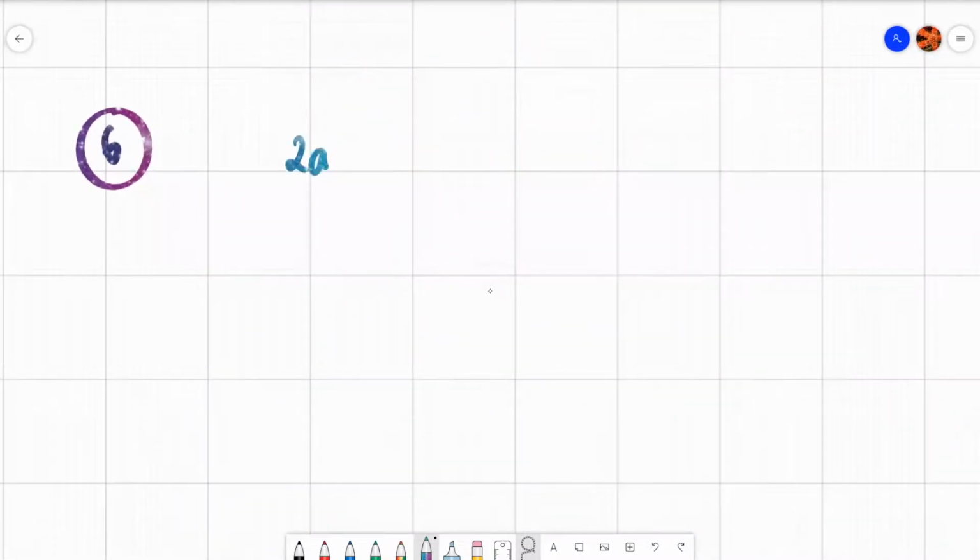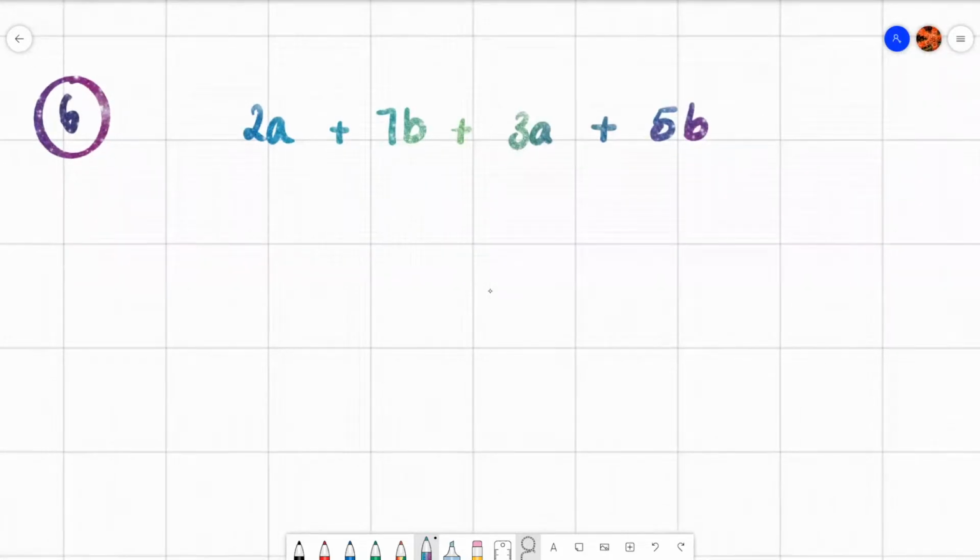Okay. 2a add 7b. Okay. So I have got 2a plus 7b plus 3a plus 5b. We have a bit of a problem here because I've got a's and b's. And remember, you can only add the things which are the same. And by that, I mean the like terms, the things which are the same.